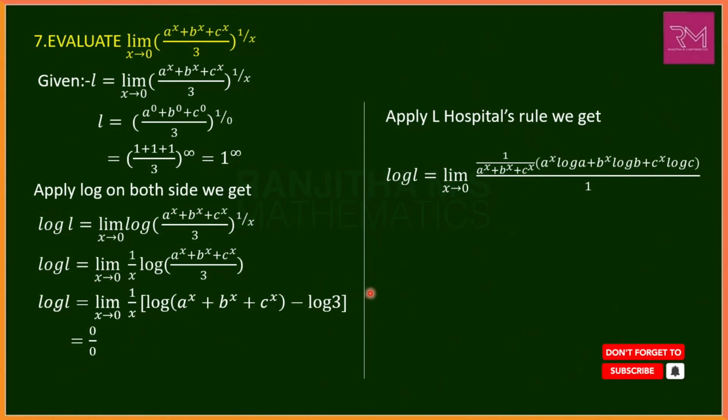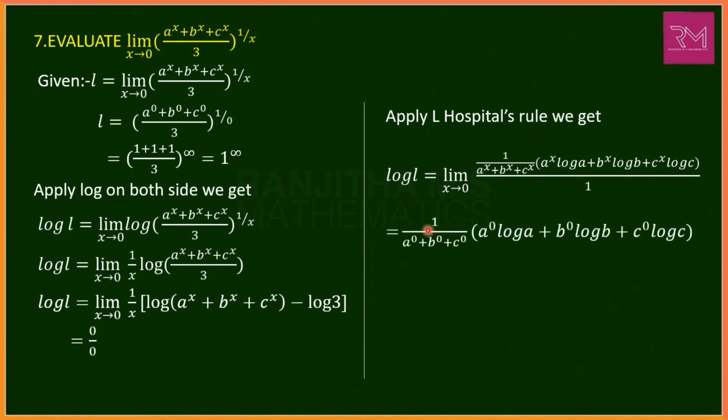Here also log 3 value is 0, the numerator, that is our log L value. Here substituting x value as 0 for these values, we get log L value as 1 by a power 0 plus b power 0 plus c power 0 into a power 0 into log a plus b power 0 into log b plus c power 0 into log c. We get the value as log L, which is equal to 1 by 3 into, a power 0, b power 0, c power 0 value is 1. Hence we get log a plus log b plus log c.